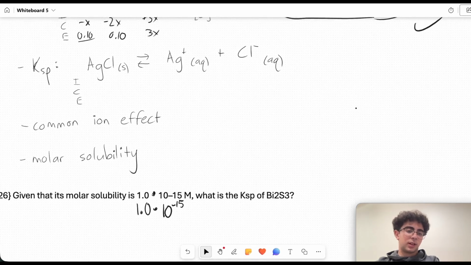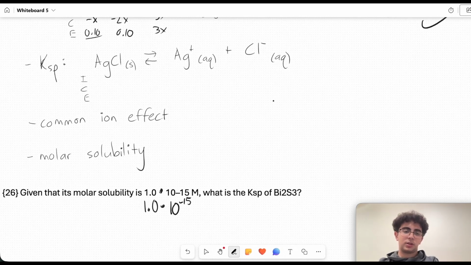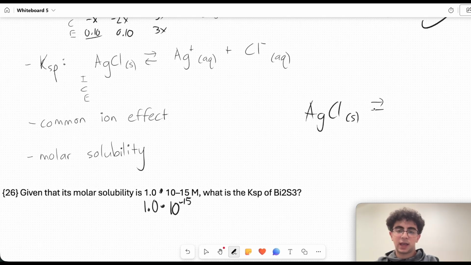Now the last thing here is Ksp. It's a new concept. It says, okay, AgCl is a solid. It's insoluble. However, that was kind of a lie that your teacher told you. It's a tiny bit soluble, and a tiny amount forms Ag plus aqueous and Cl minus aqueous. And this is a tiny equilibrium. Of course, there is way more solid than this.